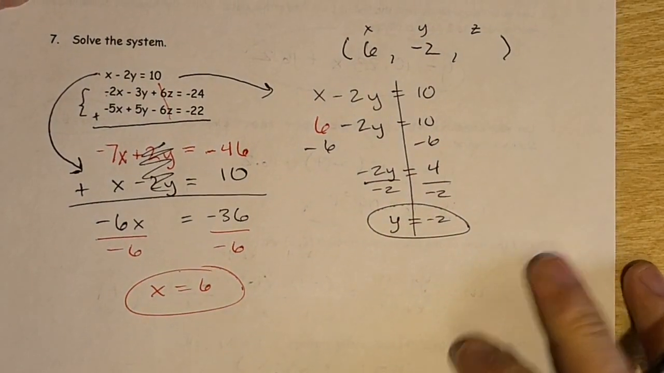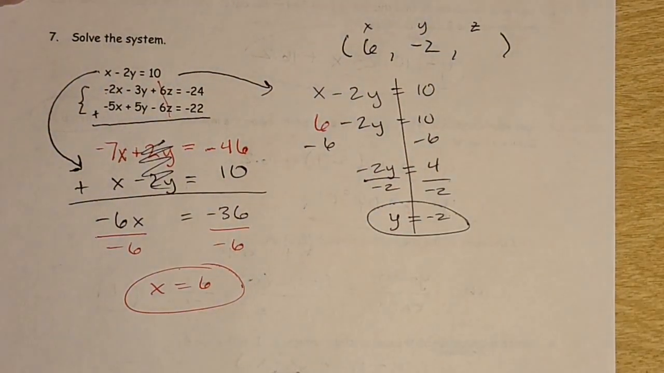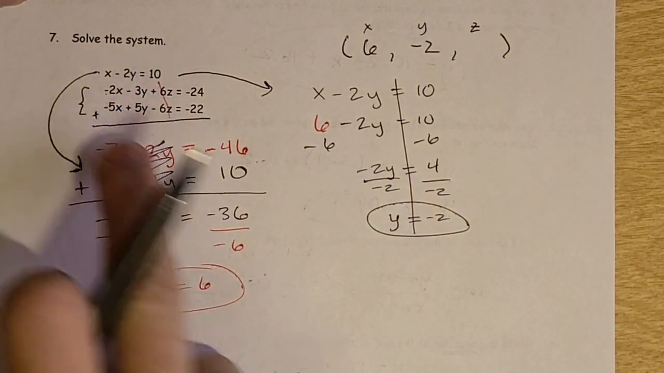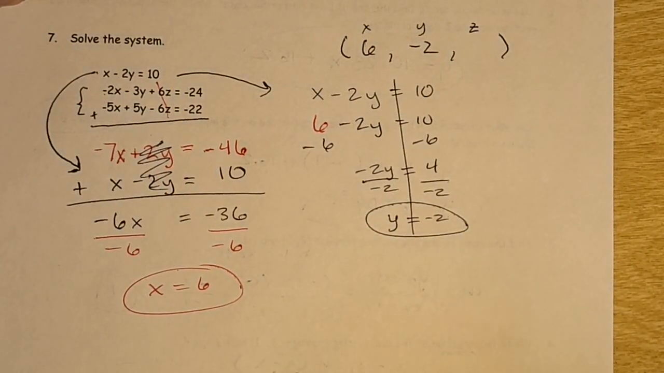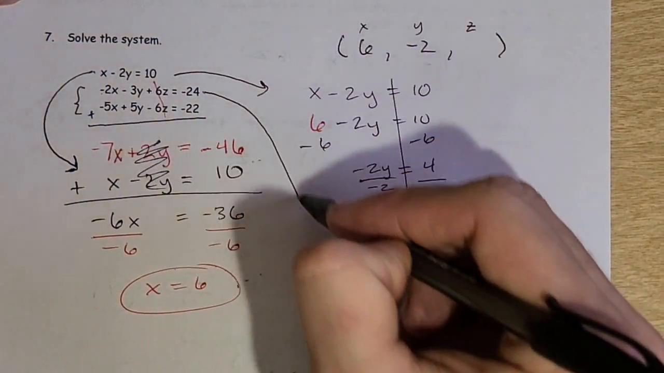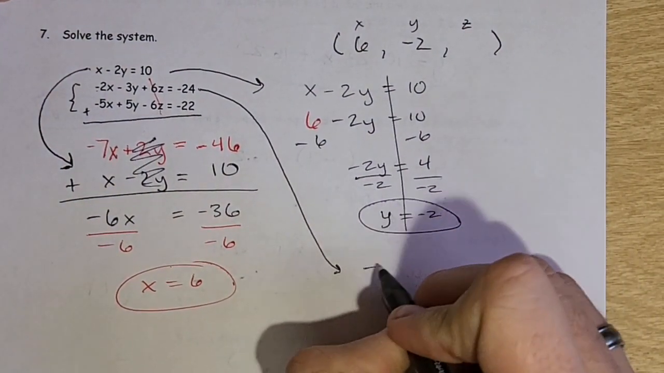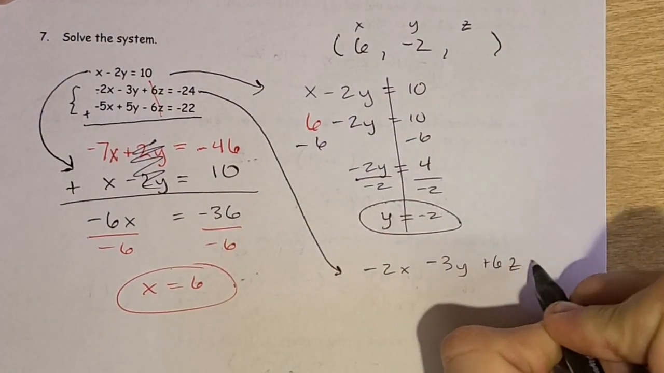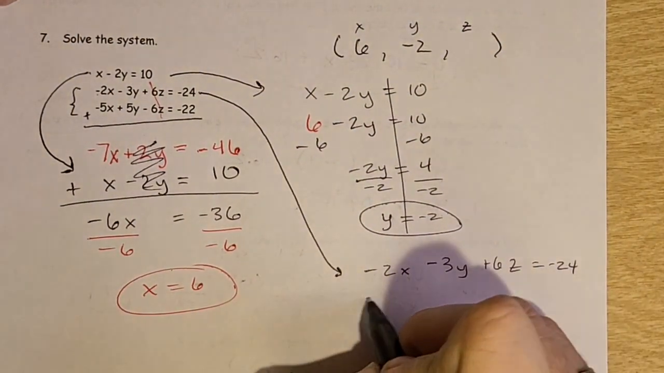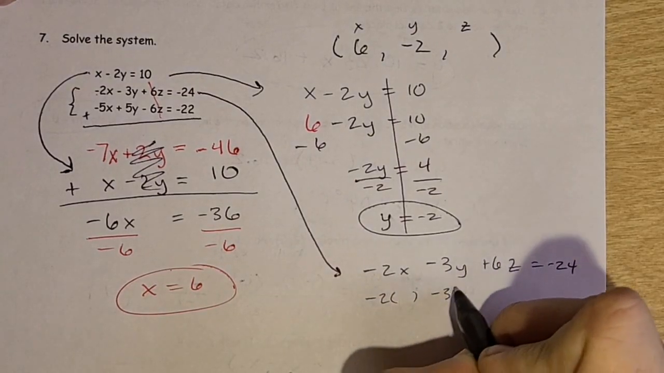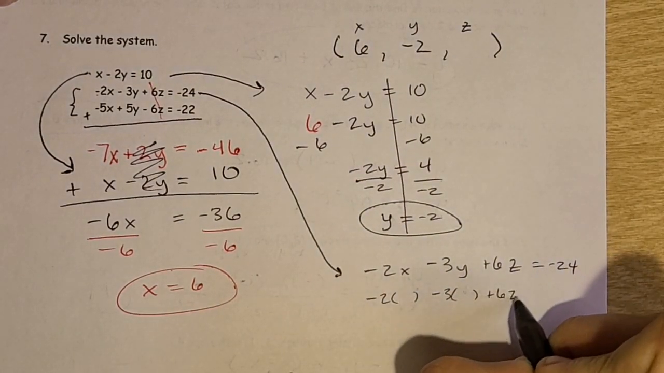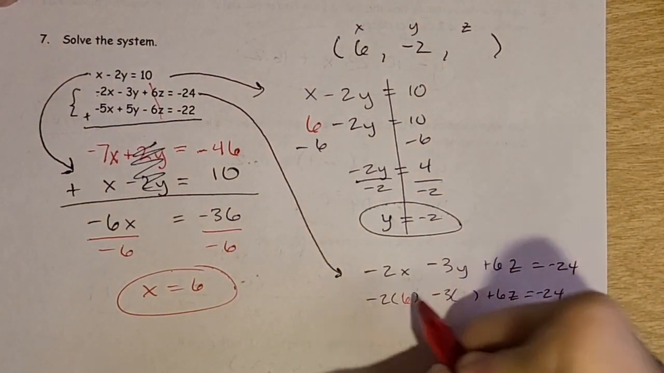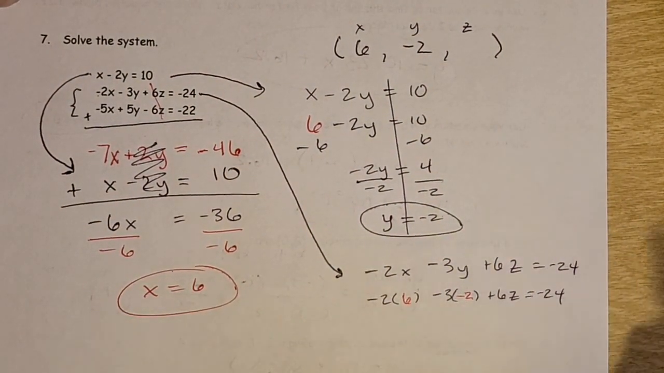So the only thing I need now is to figure out what z is. Now if I have an x and I have a y, all I've got to do is pick one of these 2 equations, have a z, and plug everything in. I'm going to take this middle equation right here. So negative 2x minus 3y plus 6z equals negative 24. And I'm going to take that x value and that y value that we just found, and I'm going to plug them in. So we found out that x equals 6, that y equals negative 2.